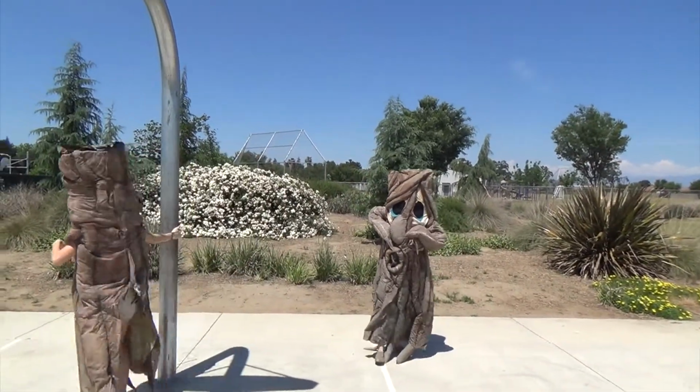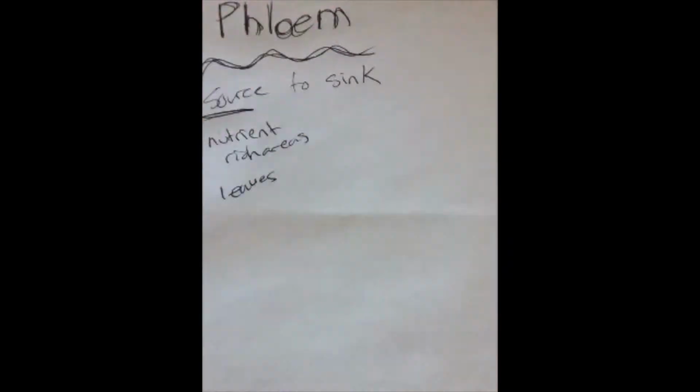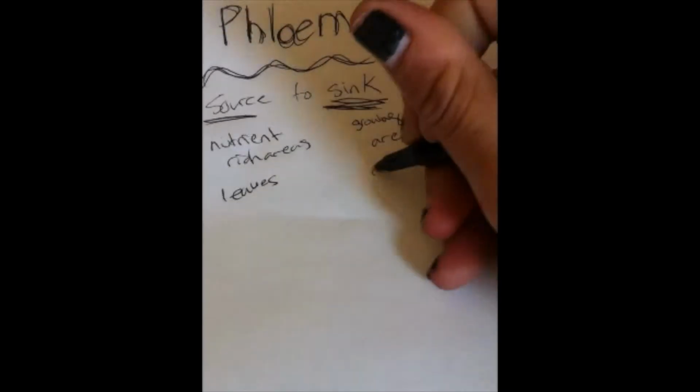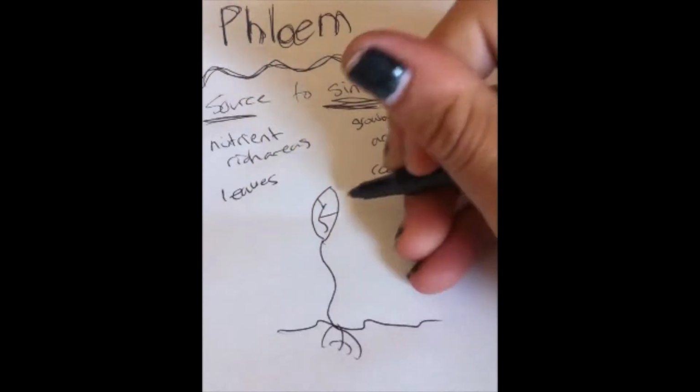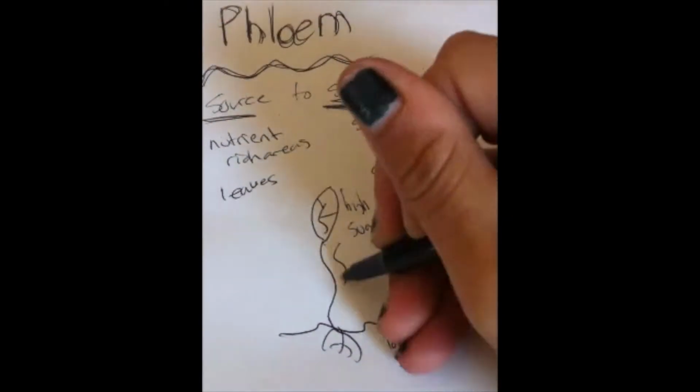Phloem's also involved with structural support. Without it, when plants grew too tall and too heavy, they'd just fall over, and that wouldn't be good. Phloem transports nutrients from source to sink. This means it takes nutrients from nutrient-rich areas like the leaves to nutrient-needing areas like the growing areas, those roots and the stems.